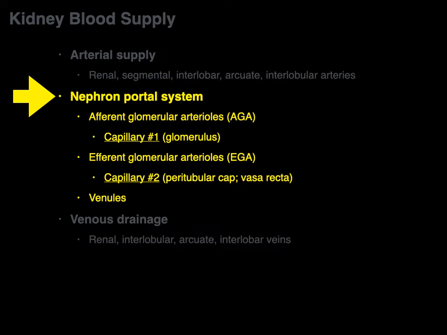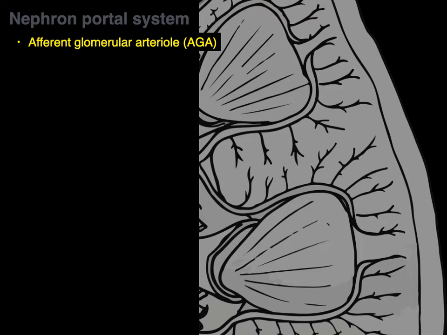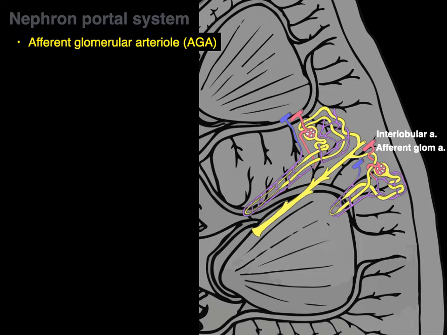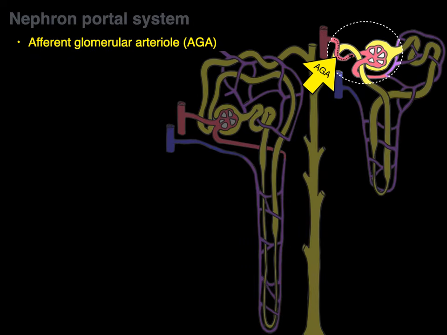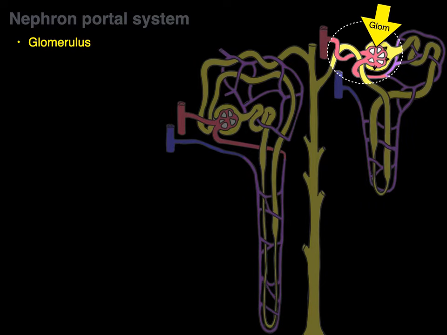So we now take a look at this nephron portal system, which is 2 capillaries in series. The afferent glomerular arteriole is coming off of the interlobular artery, and then let's superimpose a nephron on that, and there we have the afferent glomerular arteriole. It supplies the glomerulus; afferent for arriving to, and its diameter helps control glomerular filtration rate, or GFR.